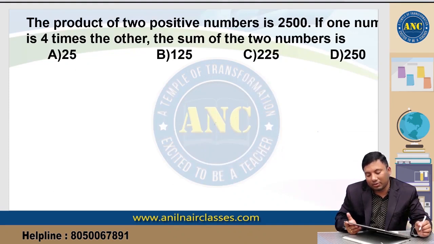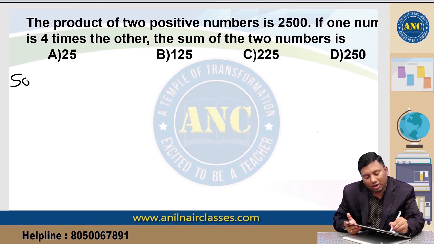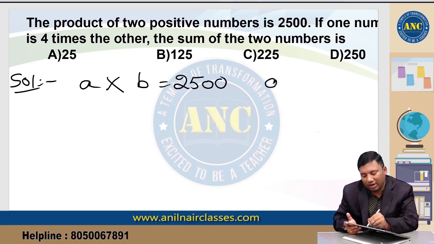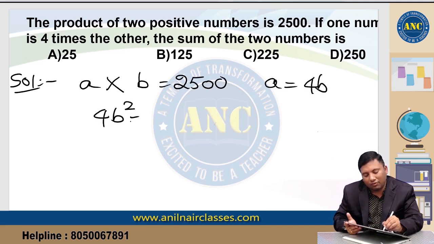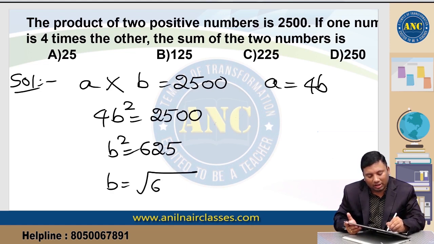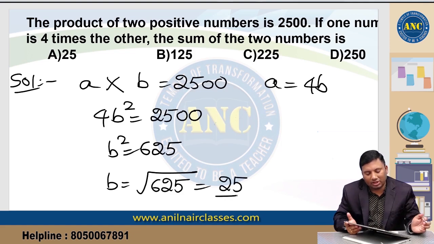Next one, product of two positive numbers. A is one number, B is another number. Product of two positive numbers is 2500. If one number is 4 times the other number, so it is nothing but 4b square equivalent to 2500. So b square is nothing but 625. So b is nothing but square root of 625, which is nothing but 25. I hope the idea is clear.